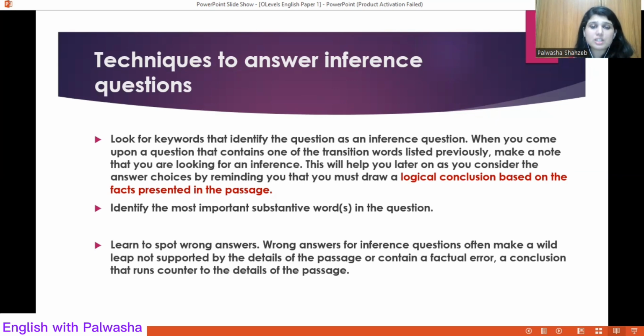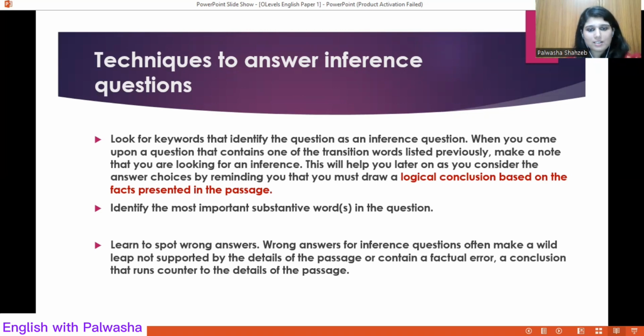Identify the most important substantive words in the question. So, my dear students, what are these substantive words in the question? Let me explain this too. Identify the most substantive words means the words which have actual meaning in the question, words which have an independent existence and importance. We are going to extract those words from the question, focus on them, and then answer the question accordingly.